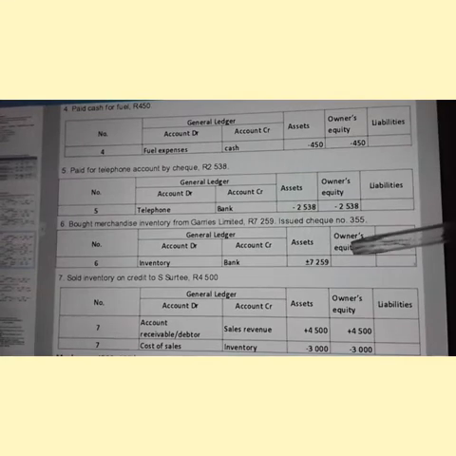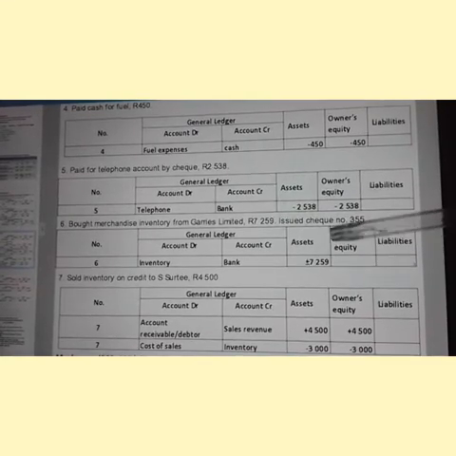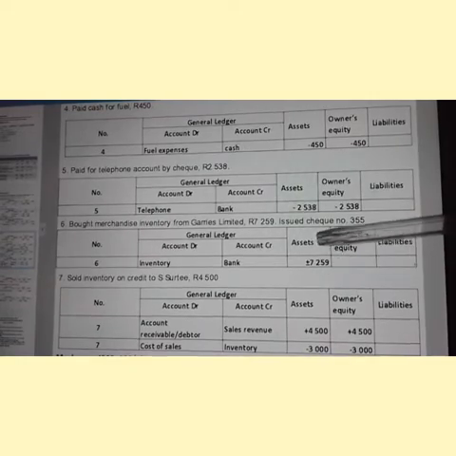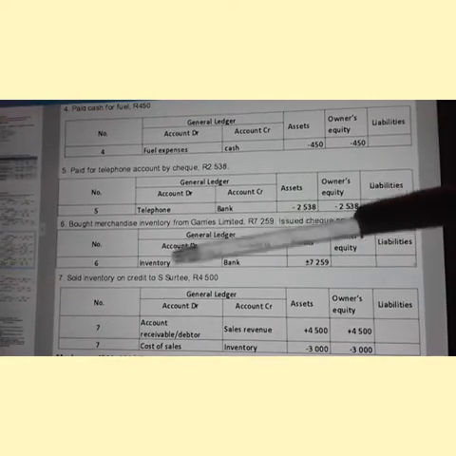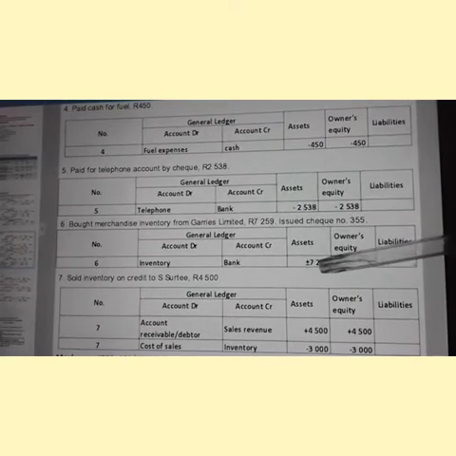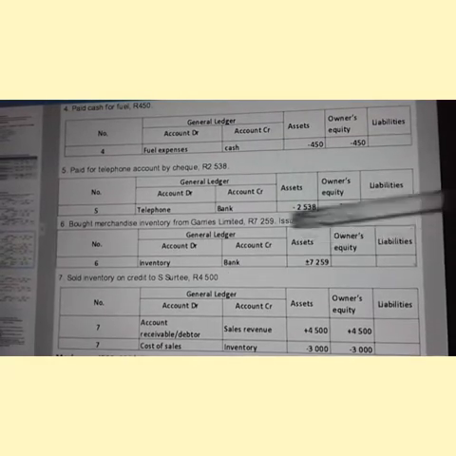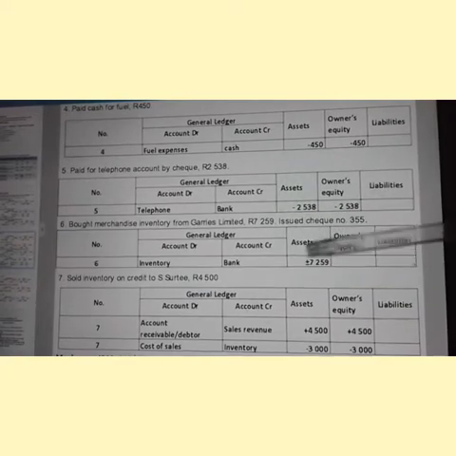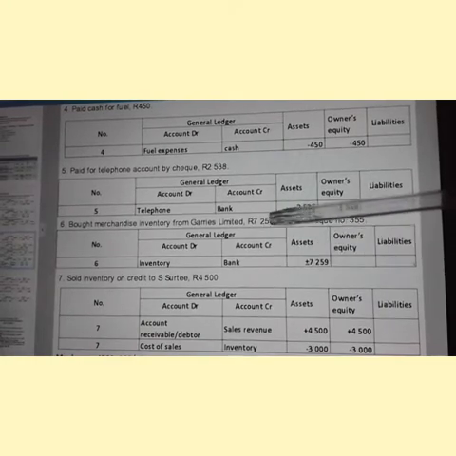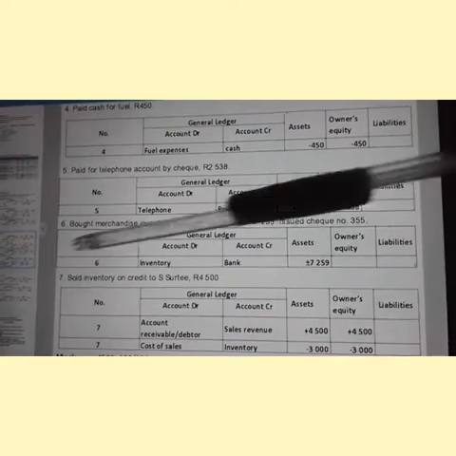And when it comes to the accounting equation, this is going to increase our assets account, and this is also going to decrease our assets account. So it's going to increase our assets account through inventory, because we bought inventory. The inventory came into the business. And at the same time, it's also going to decrease our assets account because we lost this money through the bank account. So we lost 7,295. And then we move on to day 7.